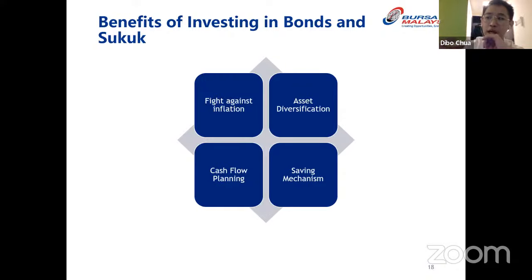And then from there, you are able to sell your bond, then buy low-price equity, buy low-price shares, and you will be in a very good spot for your portfolio value. Okay. And then the third benefit will be the cash flow planning.